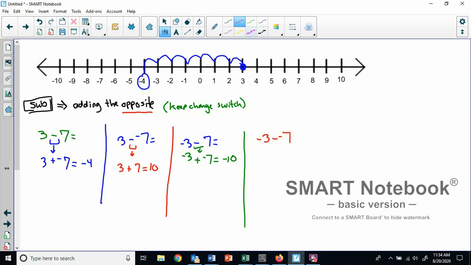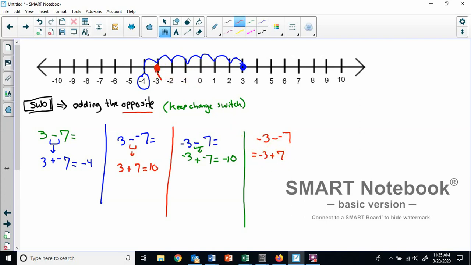Well, we can do the same thing we've been doing. Keep the first number the same. Turn this subtraction into adding the opposite. Well, this is negative 7. What's the opposite of negative 7? Positive 7. So I'm starting at negative 3, and I am adding positive 7.